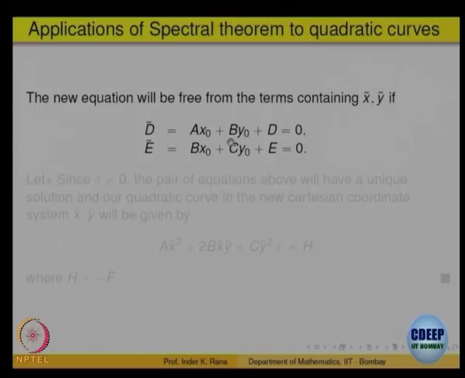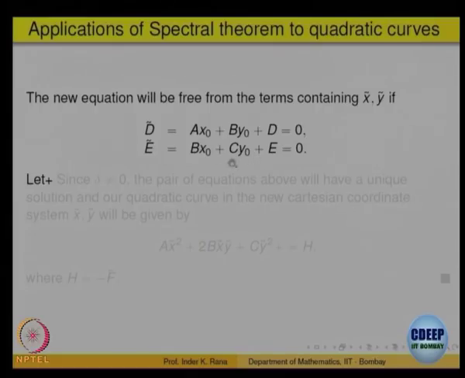Sorry, x 0, y 0 is to be found; A, B, C, D, E, they are all given to us. What is it? This is a system of equations, two equations in two variables, which we want to solve. When is this system solvable? And we want a unique solution, we want only one.